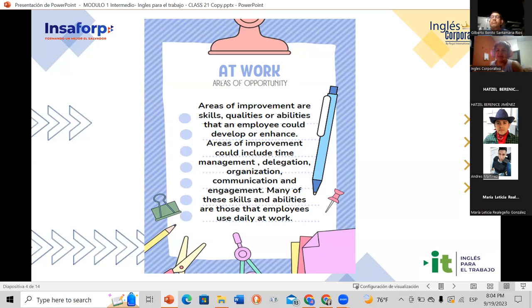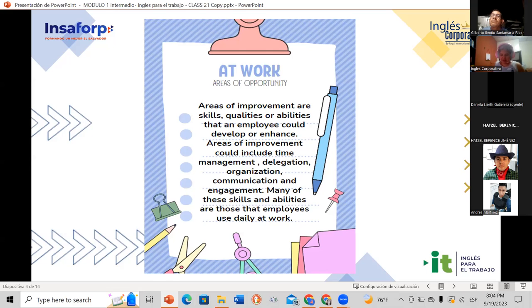I want you to try to remember what areas of opportunities you have discovered or noticed in yourself and also in your coworkers, to do a better job in your company. Any ideas? For example, it could be communication skills that you don't have, maybe the confidence to speak with the authorities in your job. What else do you consider that you need to improve in your workplace?